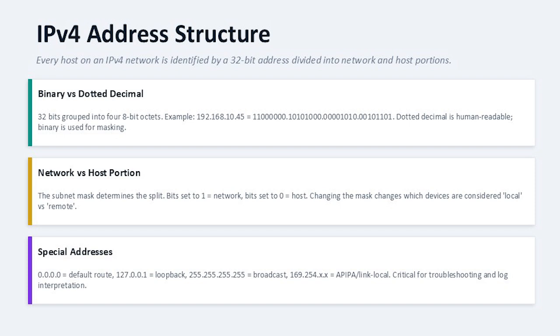There's a couple of special addresses, and this is just useful to know about. 0.0.0.0 commonly comes up in the default route. 127.0.0.1 is known as a loopback address. Every device has that on there. That just means talking to itself. 255.255.255.255 is the broadcast address.